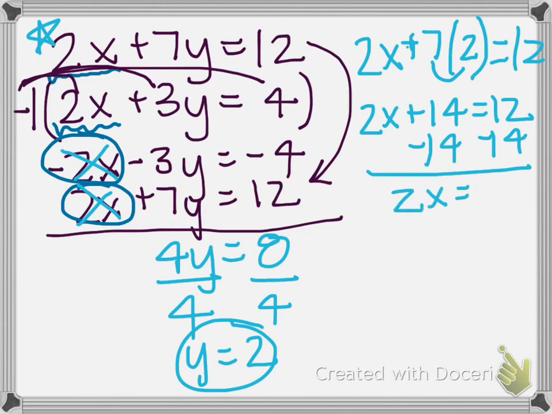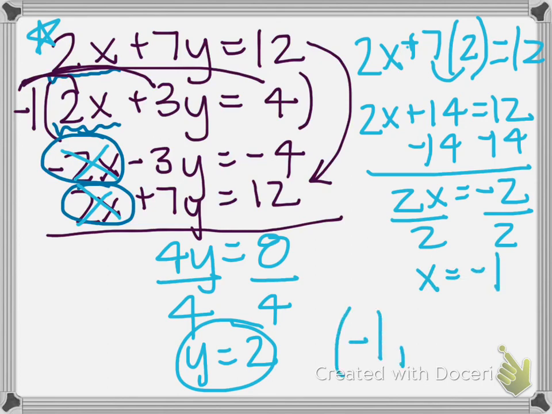2x equals 12 minus 14, which is -2, and you divide by 2 on both sides, so we get x equals -1. So our final answer is -1, 2. That's what we would fill in.